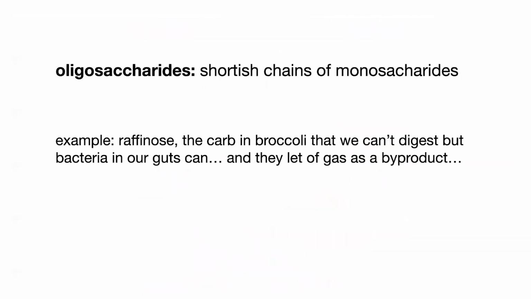Okay, so those are disaccharides, where you had two, and later we'll talk about complex carbohydrates where you have a lot. What if you have a shorter chain, more than two but not a ton? We call it an oligosaccharide, and an example is raffinose, which is the carb in broccoli. We can't digest it, but the bacteria in our guts can, and they let off gas as a byproduct. So think raffinose for that.